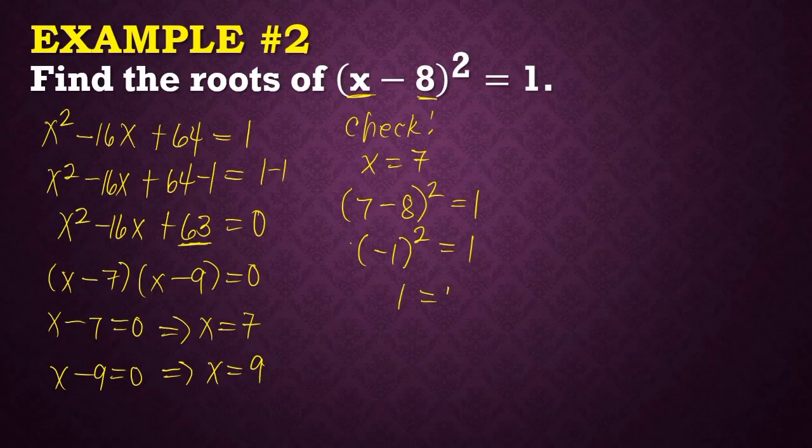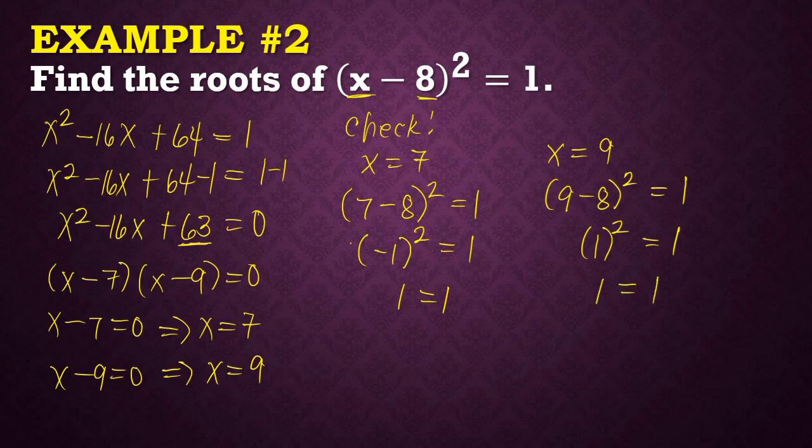So, 1 equals 1. If x is equal to 9, that is 9 minus 8, squared is equal to 1. 9 minus 8, that is 1. Squared equals 1. So, 1 squared, that is 1 times 1. So, 1 is equal to 1. So, our solutions for this equation are x equals 7 and x equals 9.